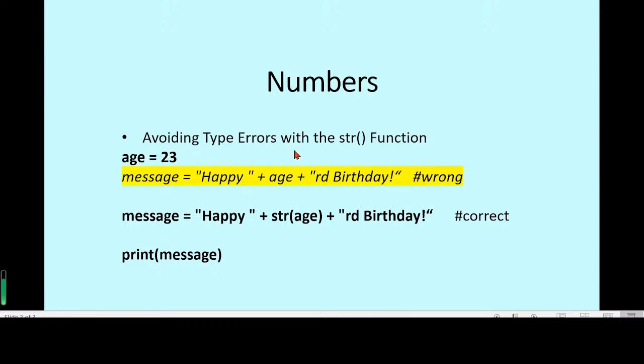And avoiding type errors with the str function. So age is 23. Next, if we create a string variable called message equals happy plus age plus th birthday, then it will produce an error because Python does not allow you to add a numeric variable to a string directly, so you have to transform this numeric variable to the type string before adding them together.